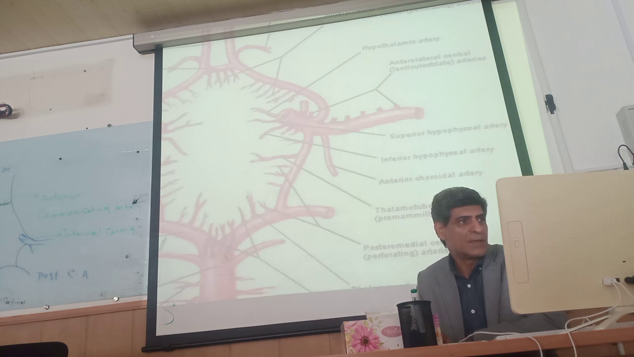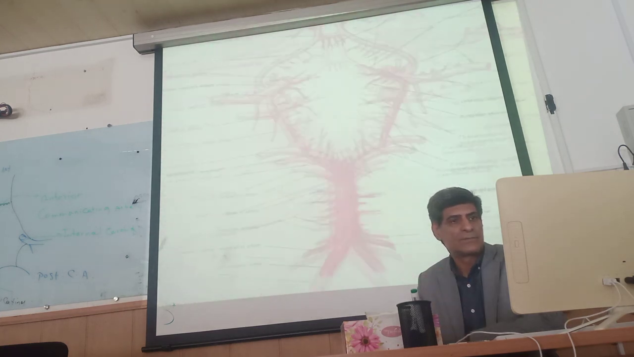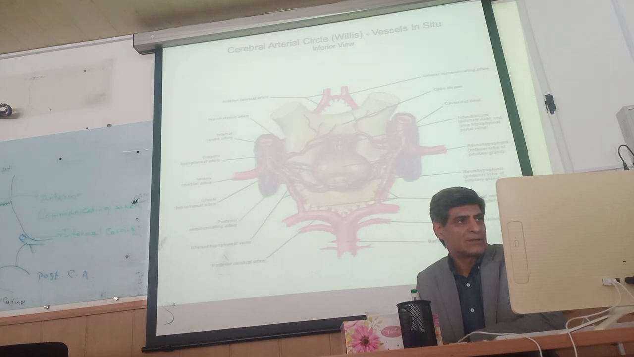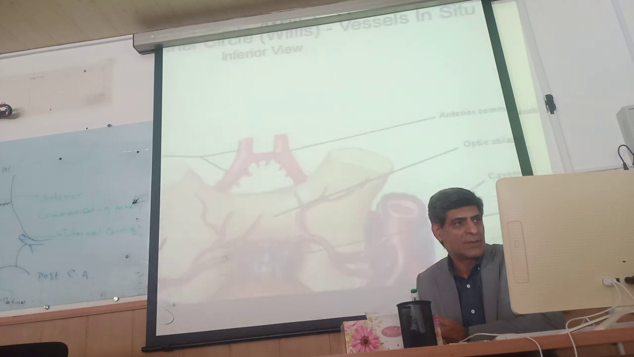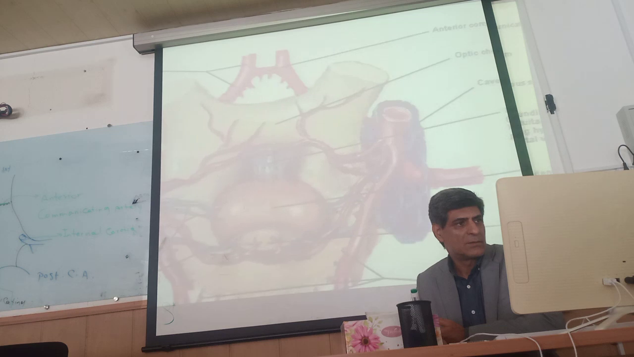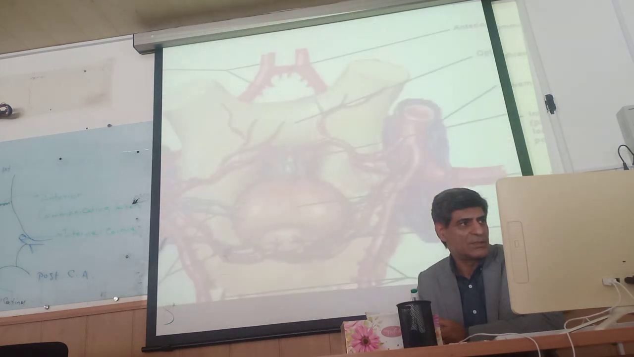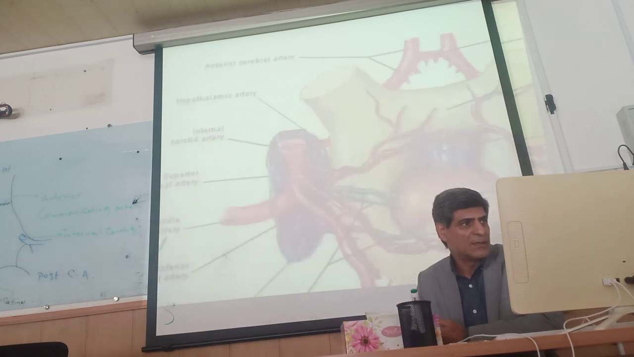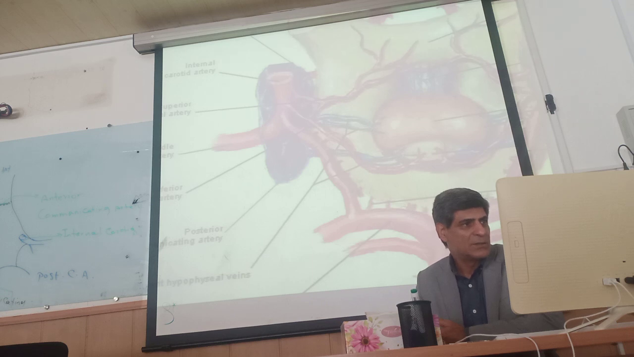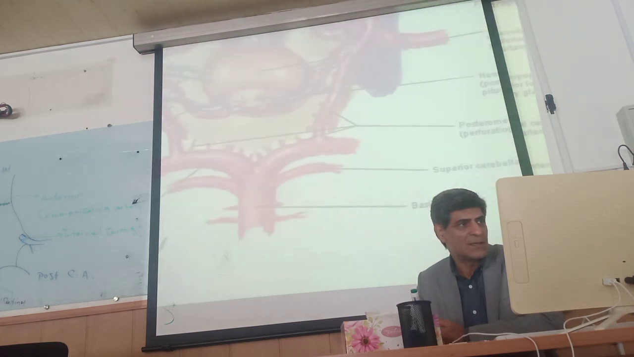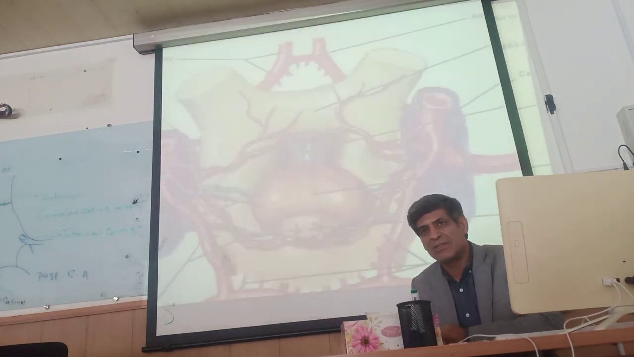Hypothalamic artery, anterolateral or lenticulostriate artery, posterior. Location of the cerebral arterial circle: vessels situated in the inferior view of the cerebrum. Inferior view: anterior communicating, anterior cerebral, internal carotid, posterior communicating, posterior and basilar. Around the chiasmatic sulcus.